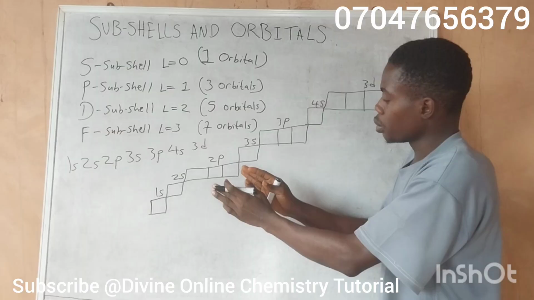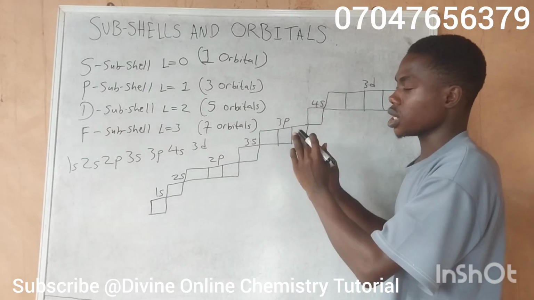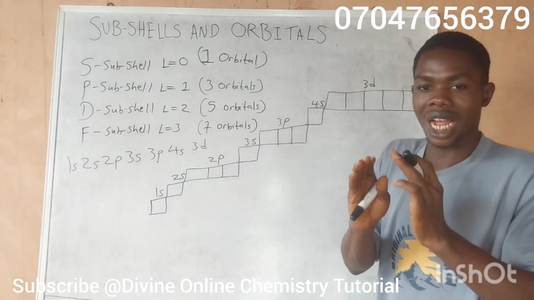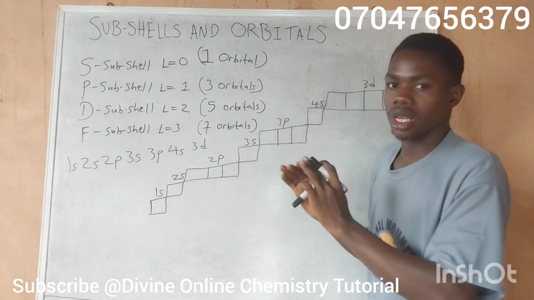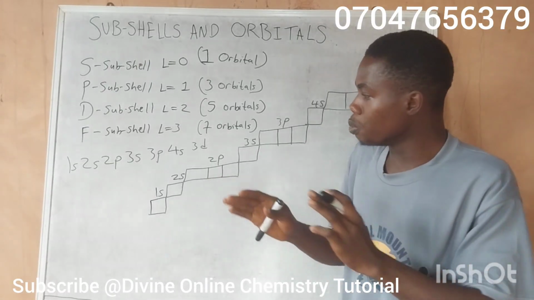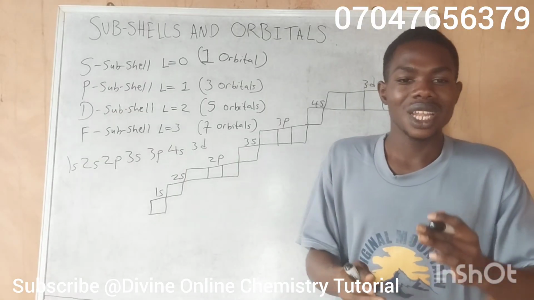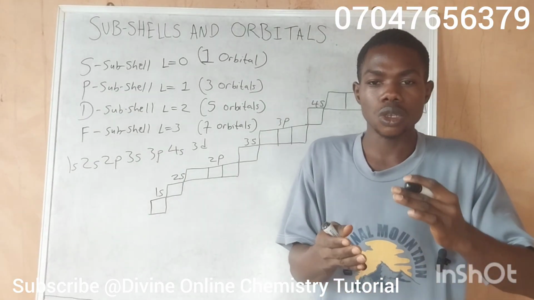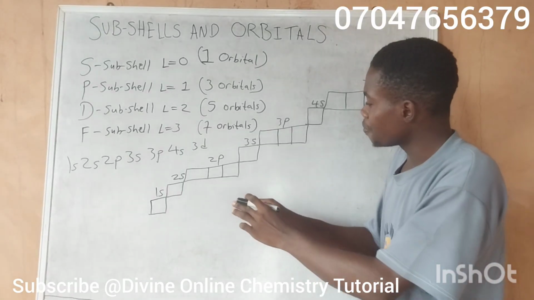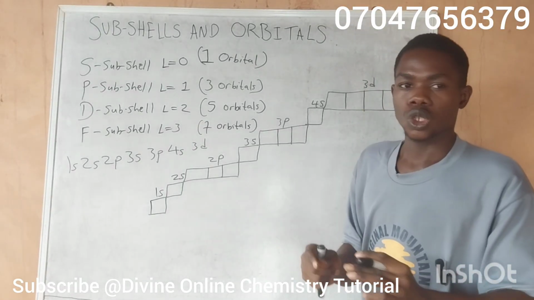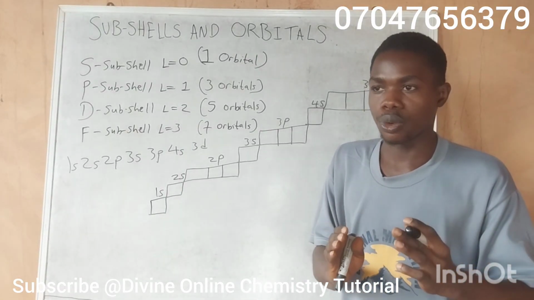So this is the process in which we write what electrons go in what orbitals. When we start dealing with examples, we'll work on this very well. But before we move straight to examples, let's talk about the principles and rule that guide the filling of electrons in orbitals.